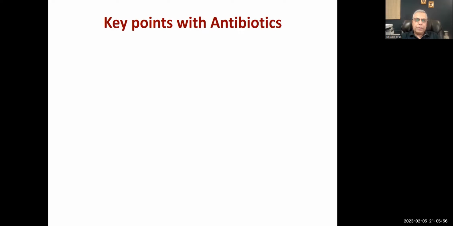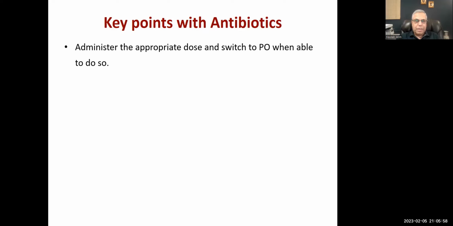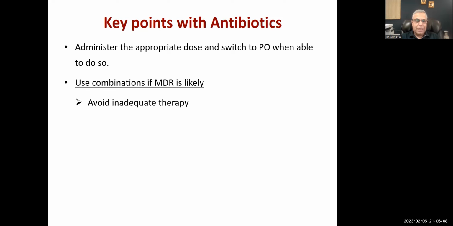Right, so key points with antibiotics: administer the appropriate dose and switch to PO, oral therapy, when able to do so. Use combinations if multi-drug resistance is likely. Avoid inadequate therapy. Complete the days of the therapy, 7 days, IV for at least 48 to 72 hours, switch over to oral if necessary.